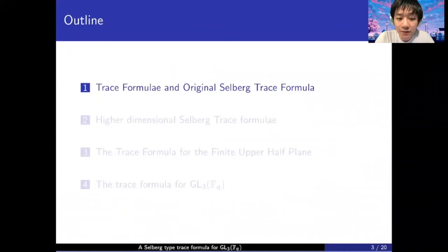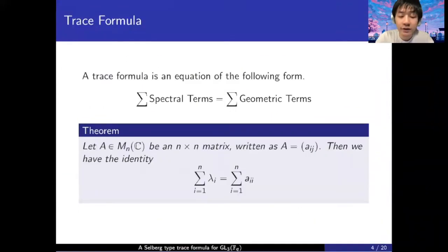I will talk about the trace formula and the original Selberg trace formula. First of all, let's recall from the midterm presentation that a trace formula is an equation of the following form. One side is the sum of some spectral terms, and the other side is the sum of some geometric terms. We have the theorem which says that if A is an n by n complex matrix, then the sum of all the eigenvalues is equal to the sum of the entries on the main diagonal.